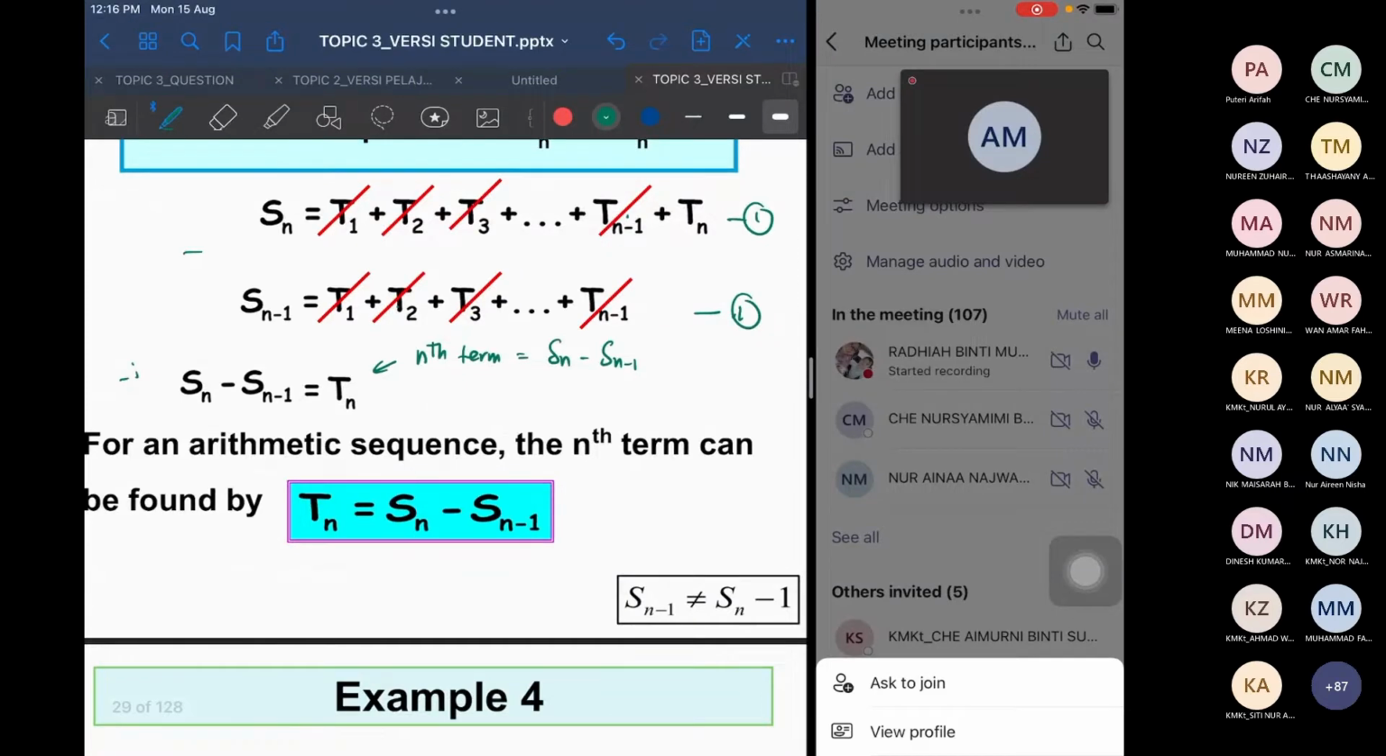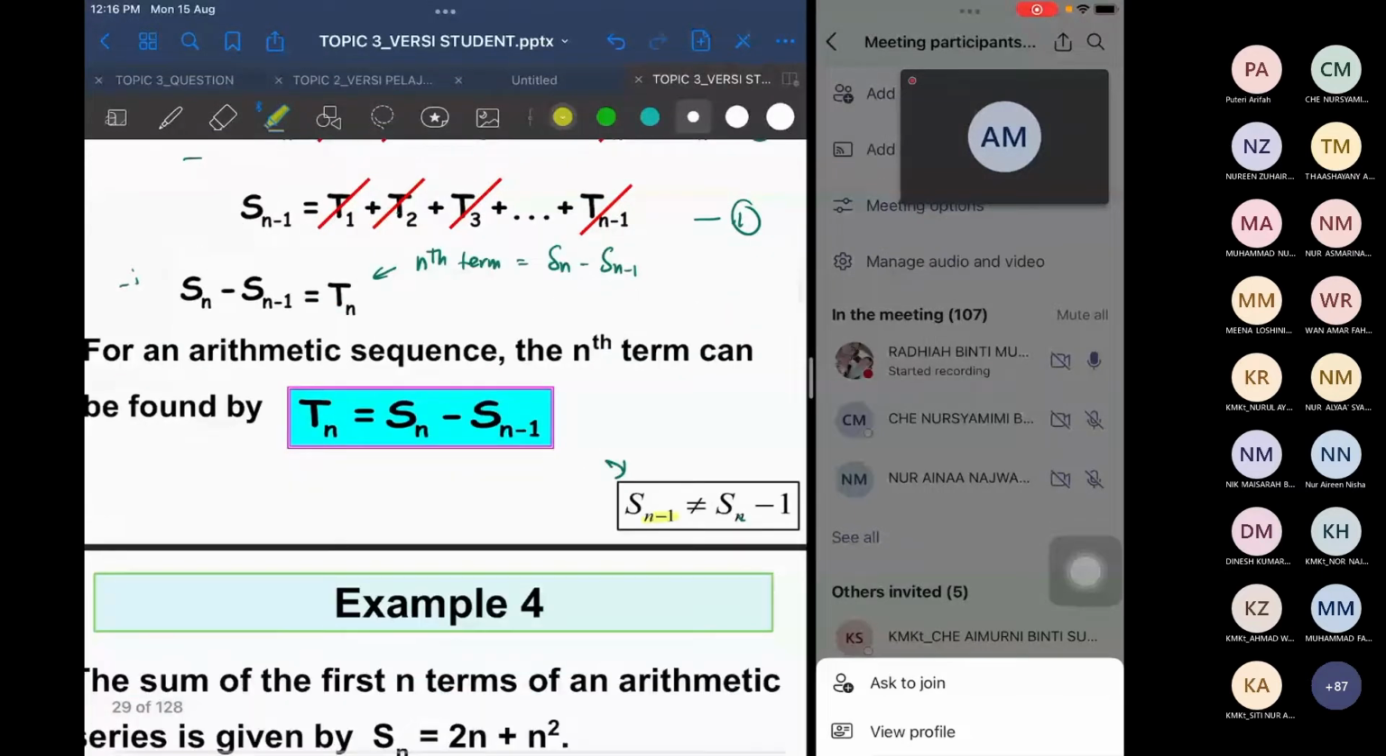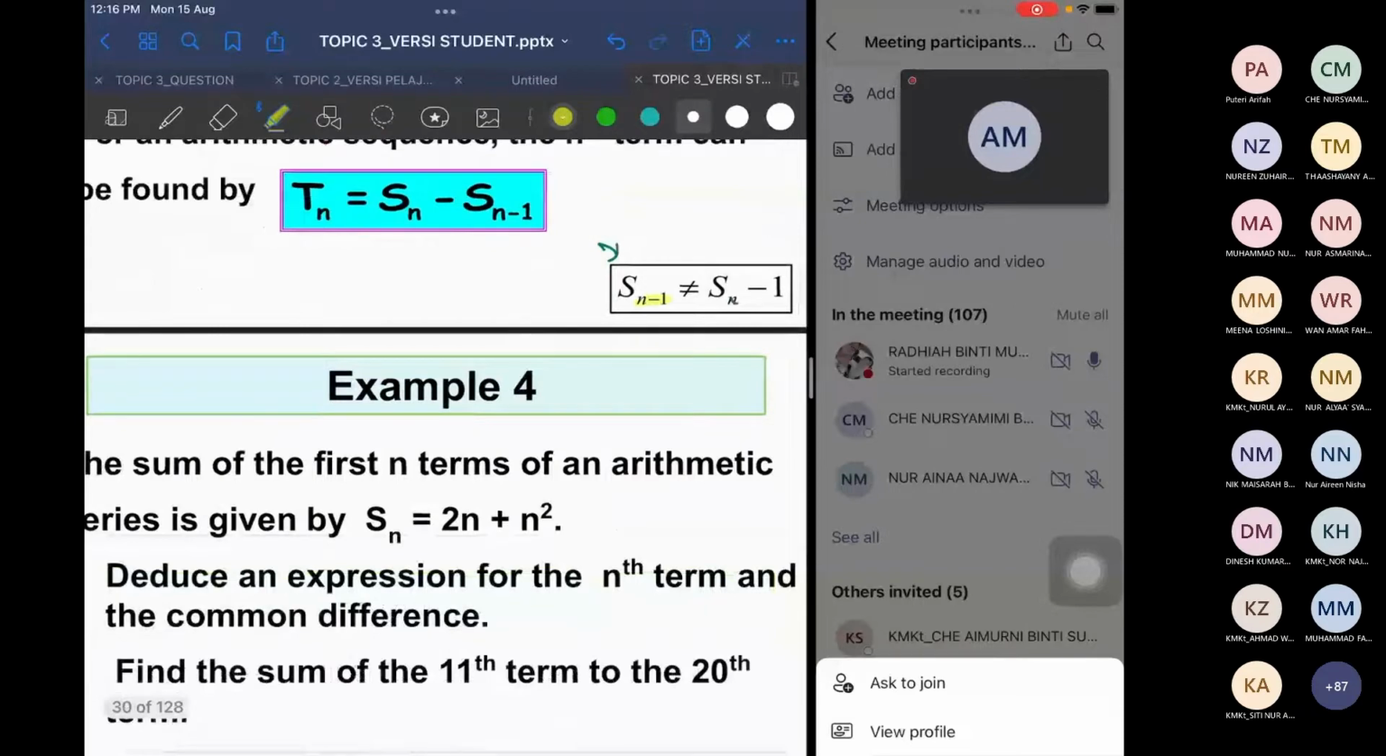Lepas tu dia kata Sn minus 1 ni, dia tak sama ya dengan Sn tolak dengan 1. So kena tengok betul-betul, dia sama je dengan kedudukan minus tu, n tolak 1. Bukannya Sn tolak 1 yang besar. Tu benda yang berbeza. Okay, so kita tengok example 4.